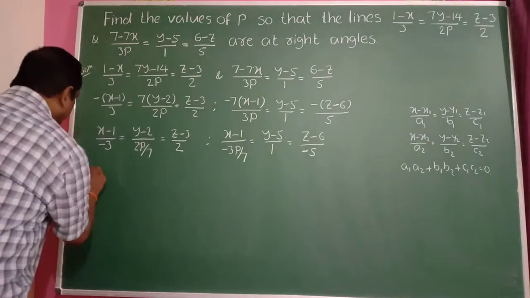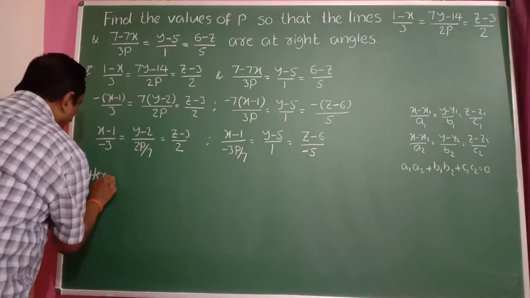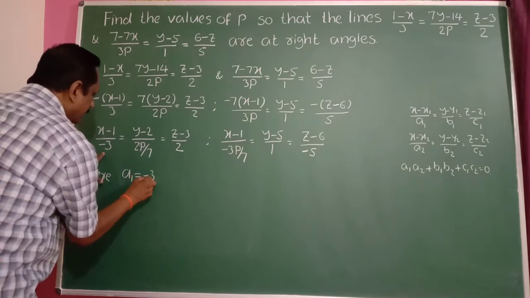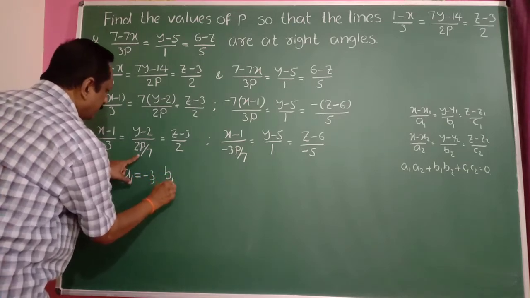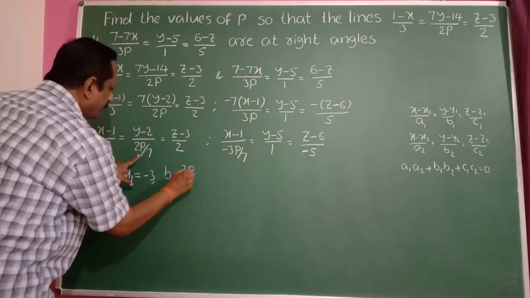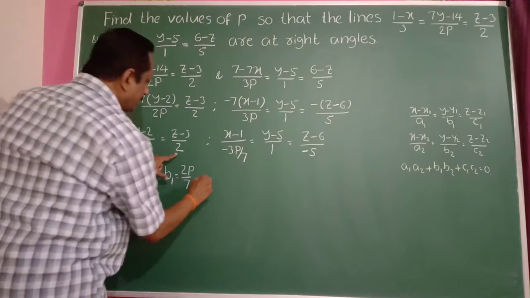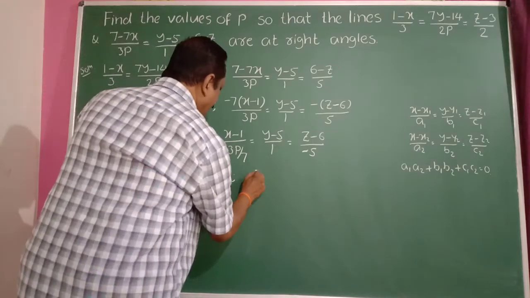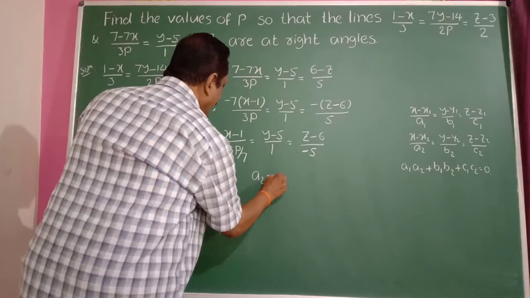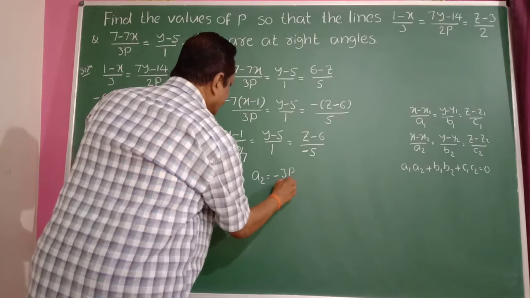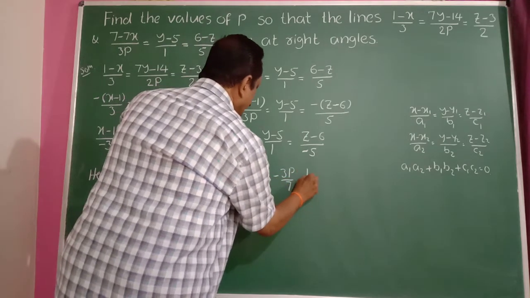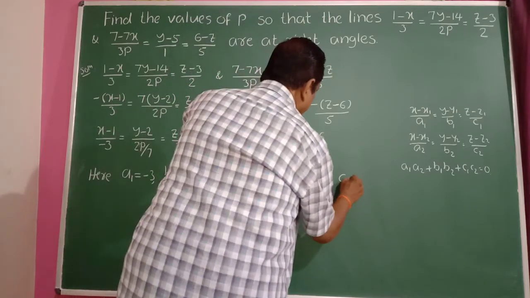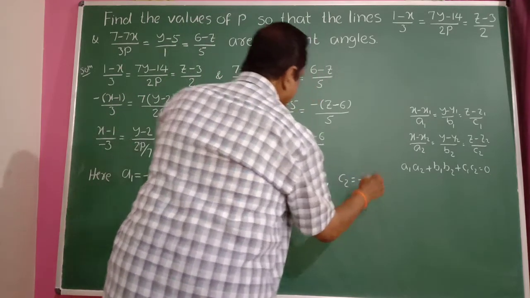Therefore here a1 is equal to minus 3. Then b1 is equal to 2p divided by 7, and c1 is equal to 2. Then a2 is minus 3p divided by 7. Then b2 is equal to 1 here, and c2 is equal to minus 5.